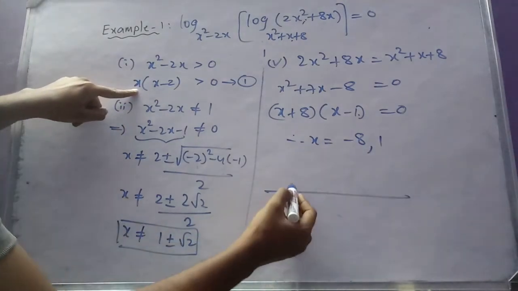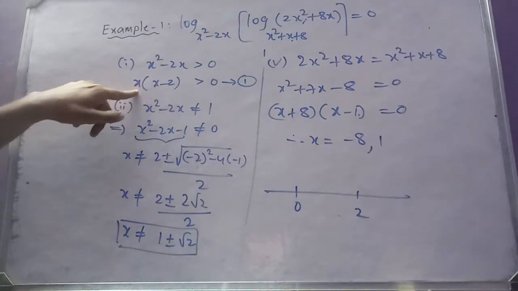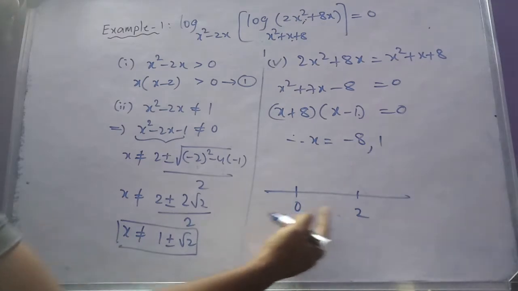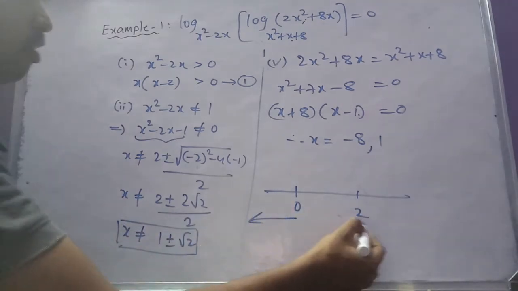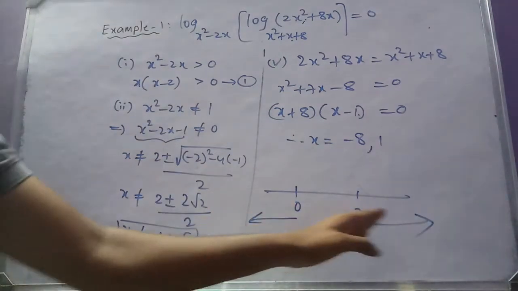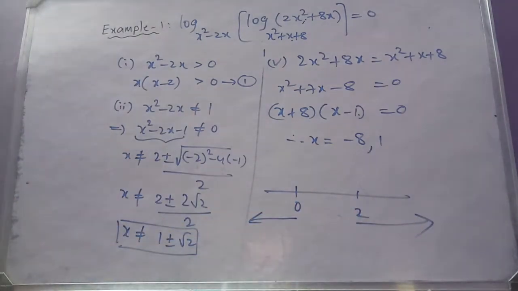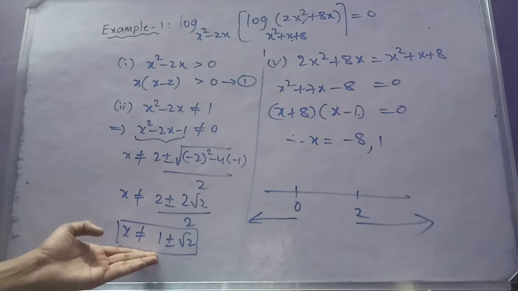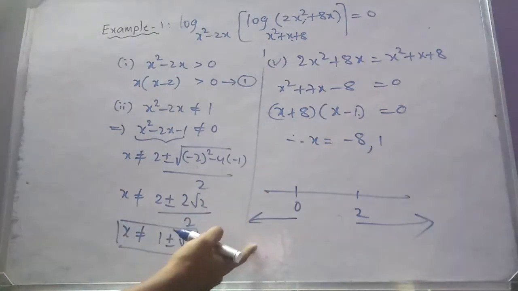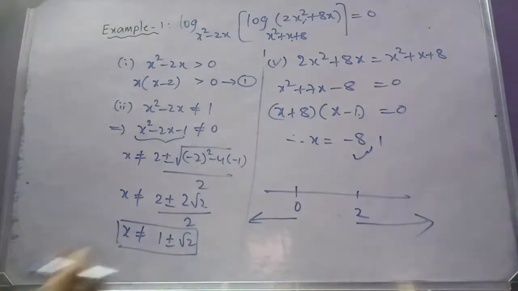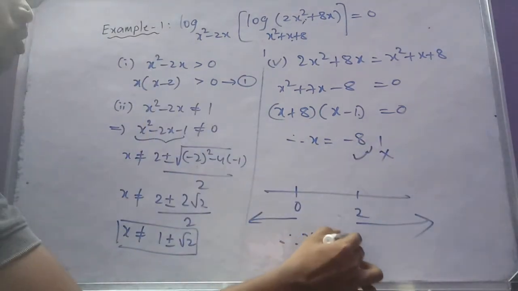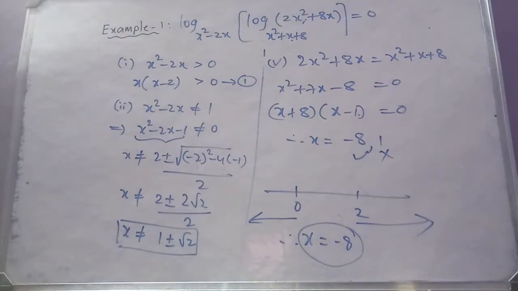Now, among these two solutions, which are accepted? Look here. If you take the zeros of these two polynomials, 0 and 2, since the symbol is greater than 0, we should not take the values between 0 and 2. That means our solution can be less than 0 or greater than 2. And this says that our solution should not be 1 plus root 2 and 1 minus root 2. We do not get any such solutions here. So observe which solution will satisfy this condition. Clearly minus 8 is less than 0, accepted. But 1 is not greater than 2, so 1 is not accepted. Therefore, the only solution of this equation is x equal to minus 8.